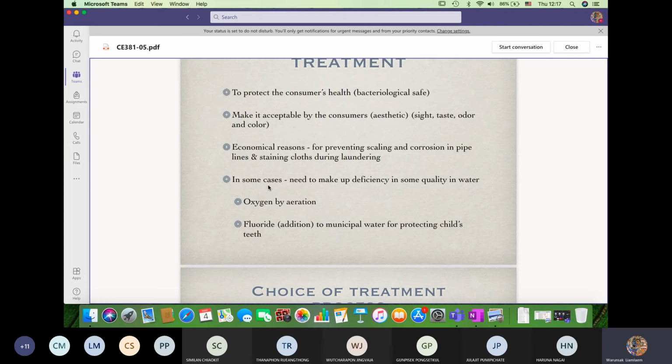In some cases, we have to add to the source, where there is not sufficient, impurities which may be good for consumption or good for people to use that water. For example, we have to add oxygen by aeration. We prefer water containing a certain amount of dissolved oxygen. And in some areas, there is a real shortage of fluoride, so we have to add some fluoride into the water.